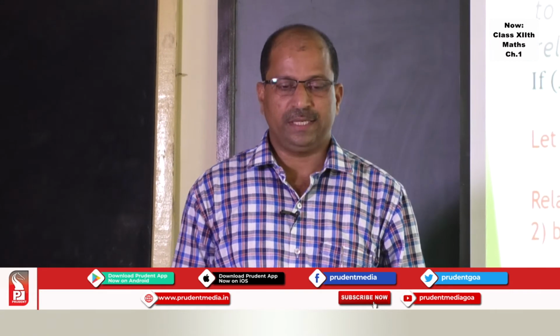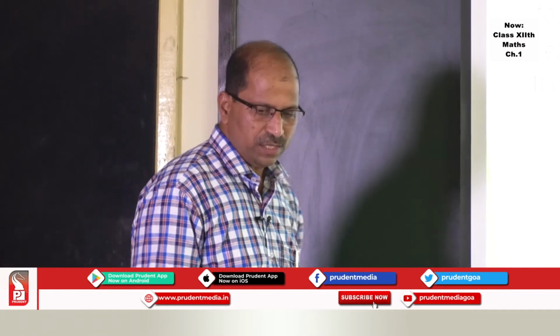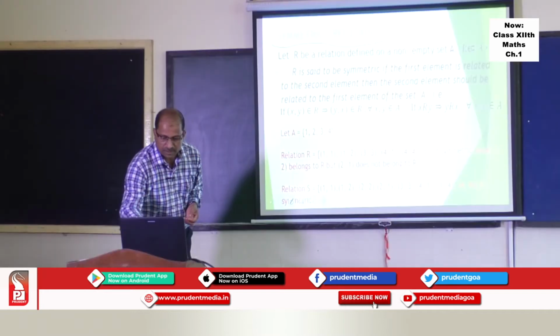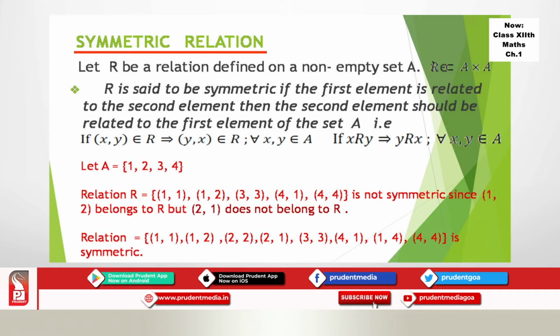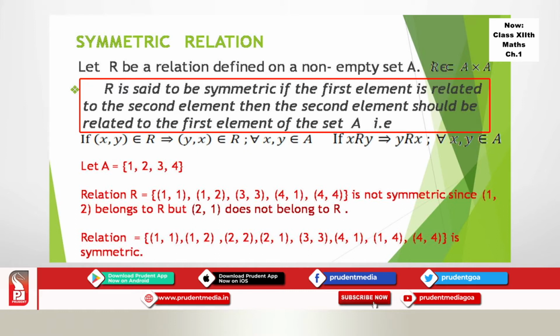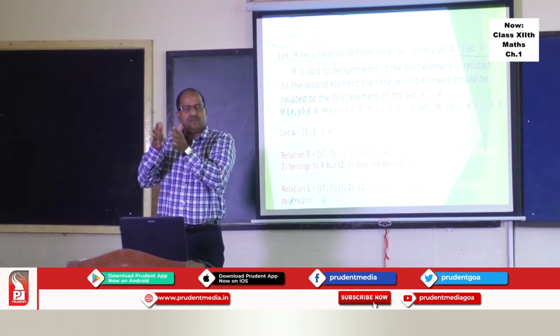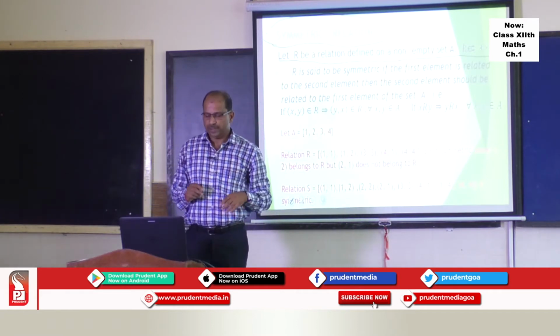Let us move to the next definition, the other type of relation, symmetric relation. What is a symmetric relation? We'll discuss this. Let R be a relation defined on a non-empty set A. A is the parent set which we have taken. Then R is said to be symmetric if the first element is related to the second one, and then the second element shall be related to the first. If X is related to Y, then Y should be related to X.